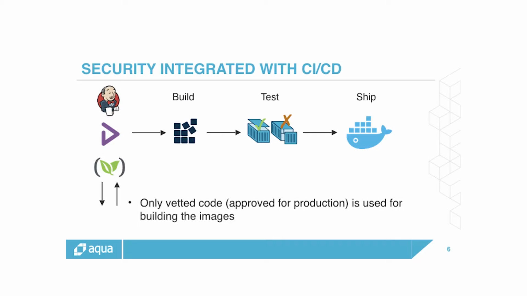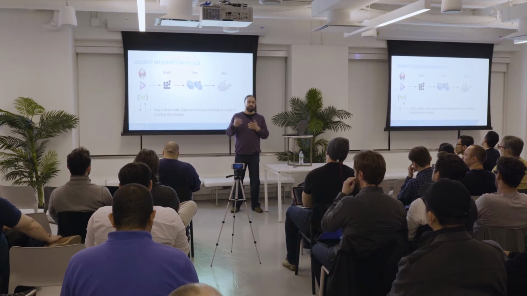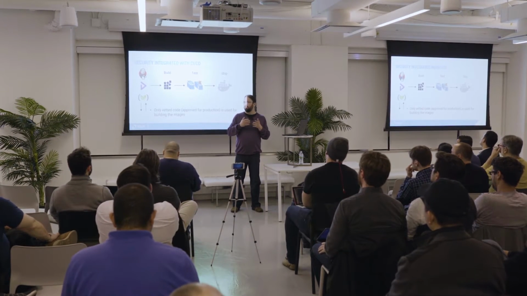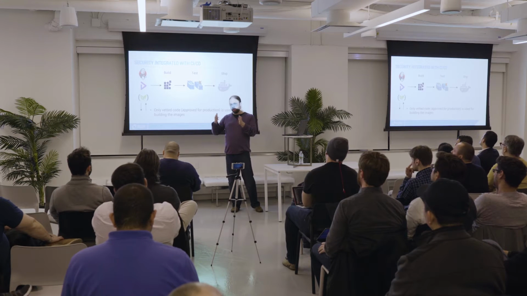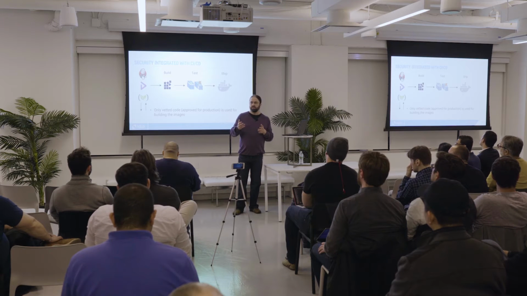You want only vetted code to go into production and to the build, meaning basically you need to take your source control and integrate it into the build process so that only what is pushed and approved and went through all the code review and etc. processes goes on.